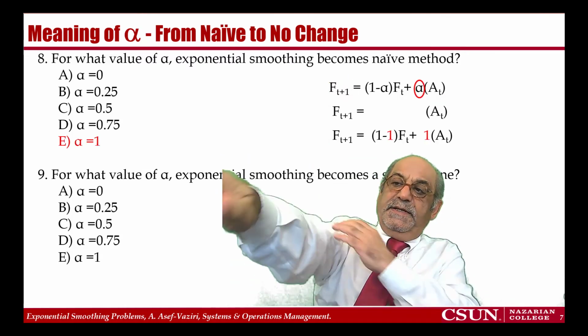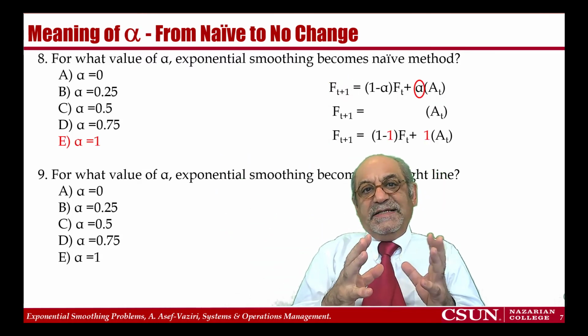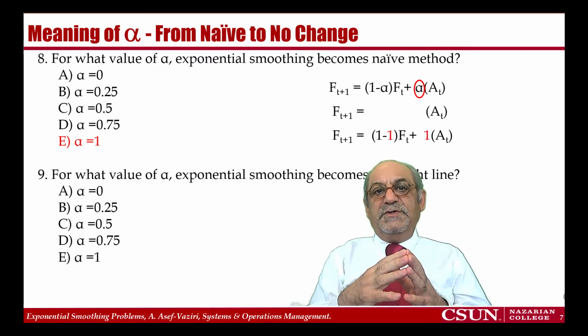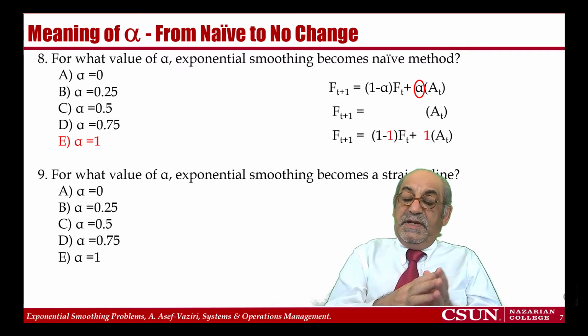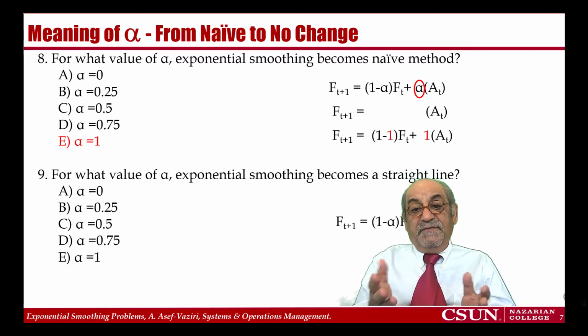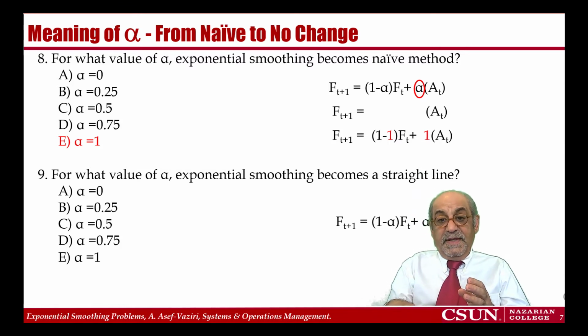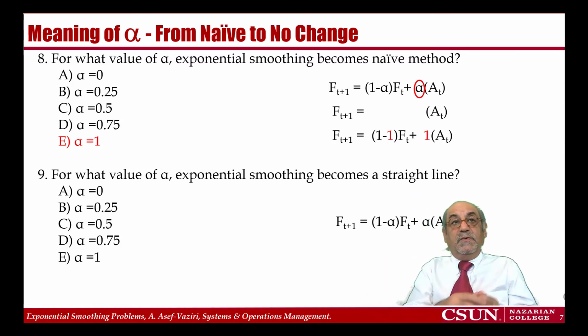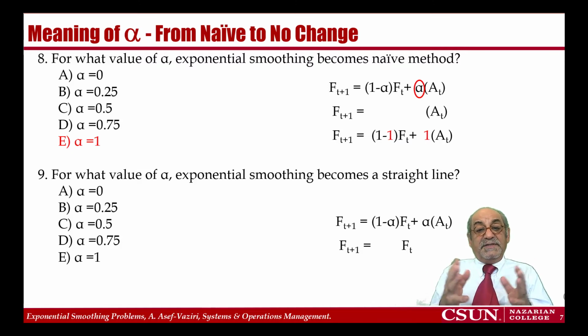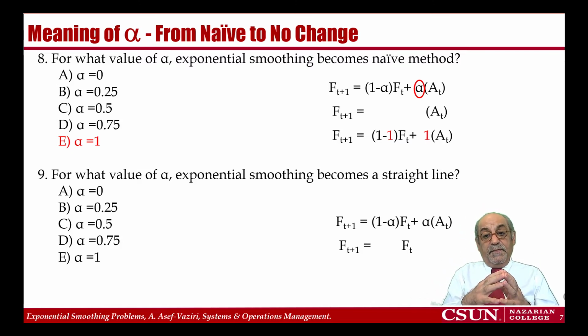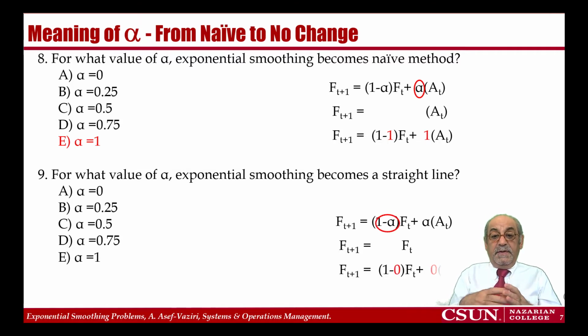For a forecasting technique to become a straight line, the forecast for period t+1 should be equal to the forecast for period t. That is the meaning of a straight line. Therefore, if this is our formula, then F(t+1) should be equal to F(t). Therefore, 1 minus alpha should be equal to 1. For 1 minus alpha to be equal to 1, alpha itself is equal to 0. That means whatever I have observed in reality, I will assign a weight of 0 to it.